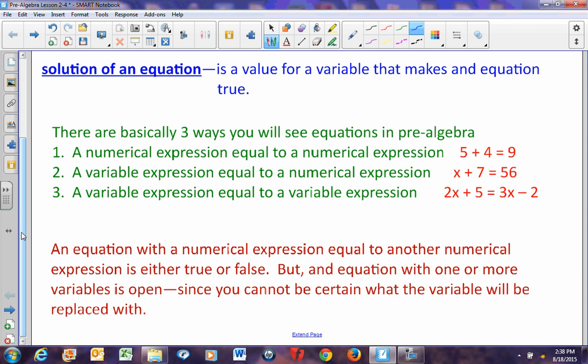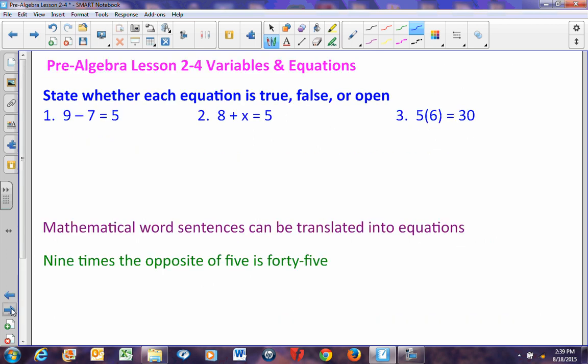An equation with a numerical expression equal to another numerical expression is either going to be true or false. But an equation with one or more variables is open, since you cannot be certain what that variable will be replaced with. So if it has a variable, it's got to be open. If it doesn't have a variable, it's either true or false. We're going to state whether each equation is true, false, or open.